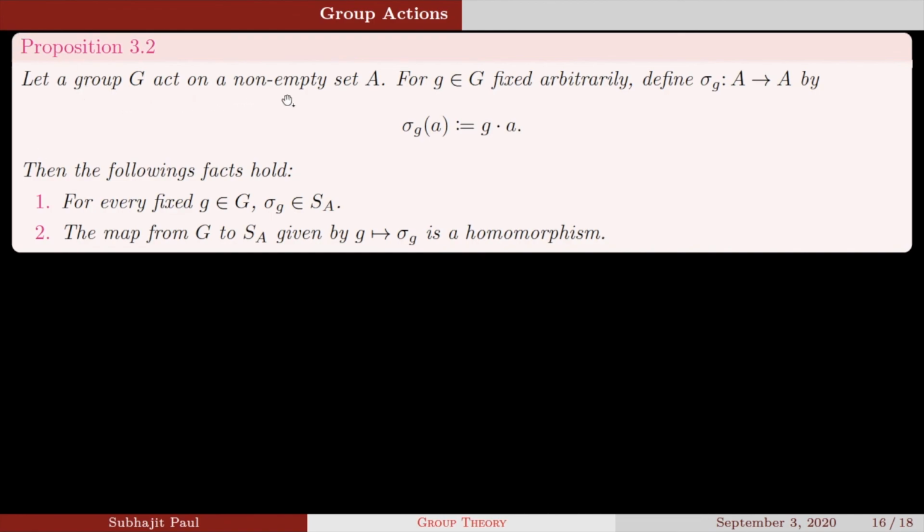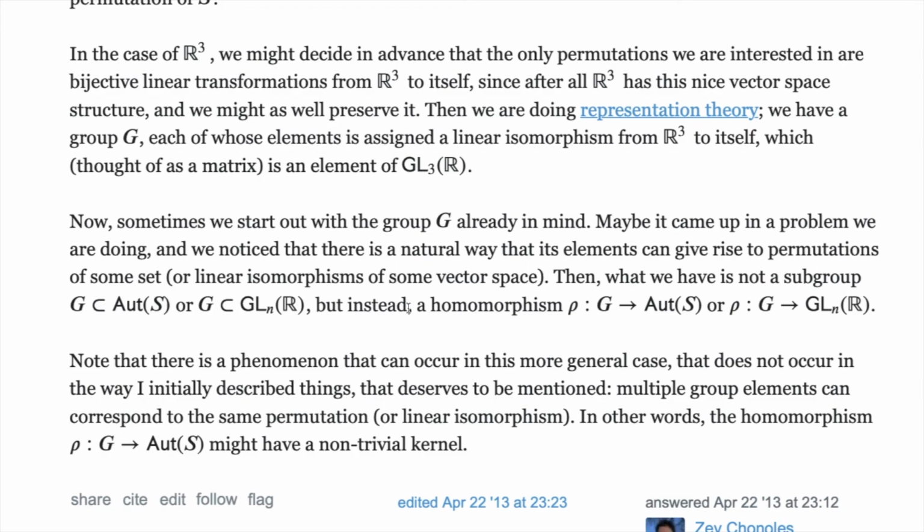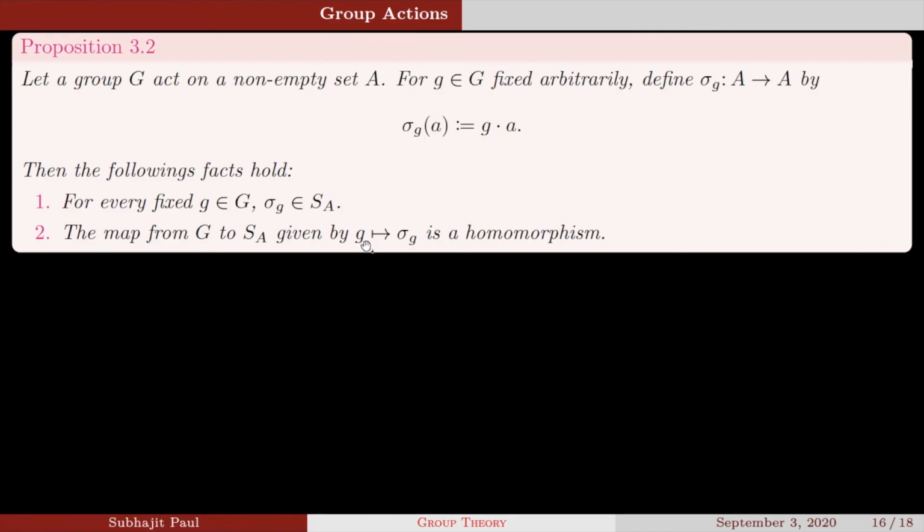Let a group G act on a non-empty set A. For an element g in G fixed arbitrarily, define the permutation sigma_g by g dot a. This permutation is defined via the group action. This group G is acting on the set A, so I am defining this permutation via the group action. Then the following hold: for every fixed g, sigma_g is actually a permutation, that is, a bijective map for a fixed g. And the map from G to S_A given by g goes to sigma_g is well defined, since sigma_g is a bijection, so sigma_g belongs to S_A. The map g goes to sigma_g is a homomorphism. All right, that is what is meant over here.